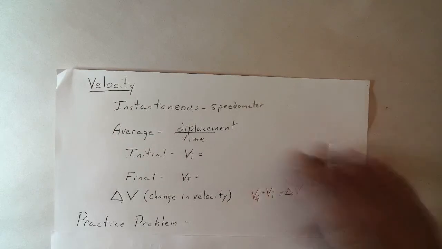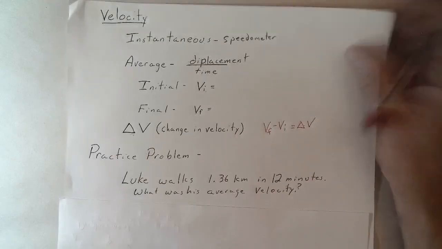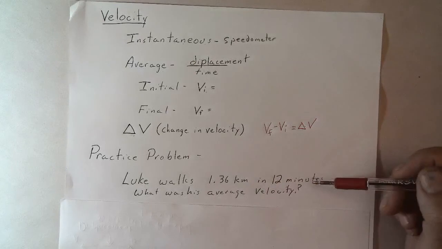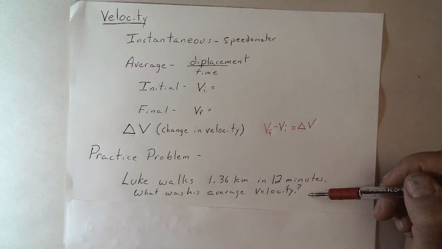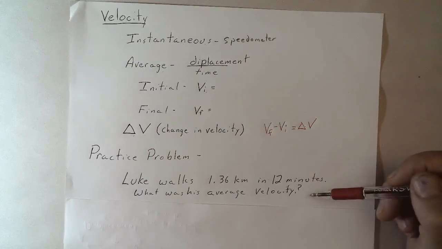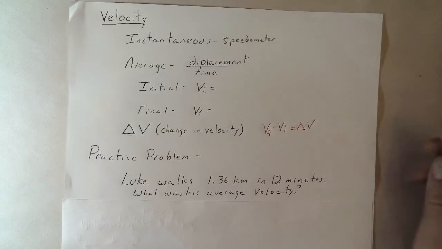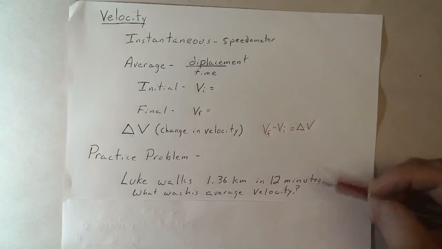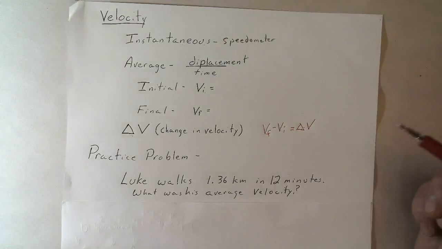All right, so let's do a practice problem. You ready for a practice problem? Let's do it. Luke walks 1.36 kilometers in 12 minutes. What was his average velocity? So we'll want to pick up there and do this problem. But you can see right away we have some unit issues because this is kilometers, this is minutes, and we like to put everything in meters per second. So we'll be picking up there and talking about that one next time.